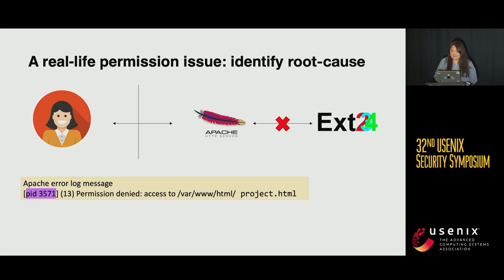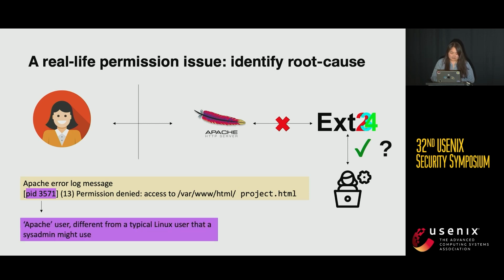Here's a real-life permission issue that might help us understand why this is difficult. For example, a user was trying to access an online service, and it was denied. And here's a service log that system administrators might see. They see that Apache was not able to access the file system. However, when the system administrator tries to access the resource, there is no problem, and that was confusing.